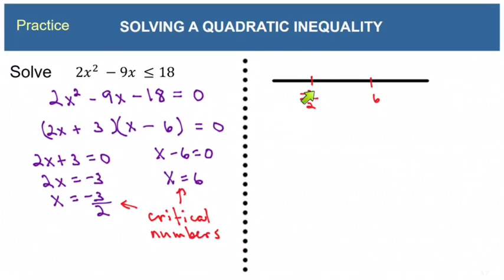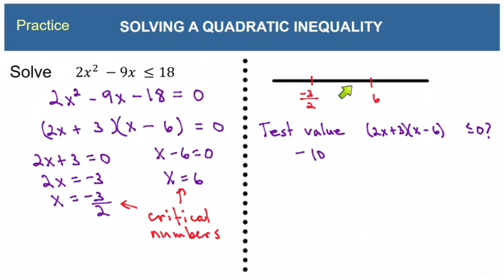And now we'll draw those on our number line. And now it's time to pick a test value from each segment. So our test values, if I pick one that's less than negative 3/2, I could use negative 10, and then pick one that's between negative 3/2 and 6. I could pick 0, and pick one that's bigger than 6, and I'll choose 10. Now plugging negative 10 into our factoring, 2 times negative 10 would be negative 20, plus 3 is still a negative number. Negative 10 minus 6, still a negative number. Negative times negative is positive, and the question is, is that less than 0? And the answer is no.